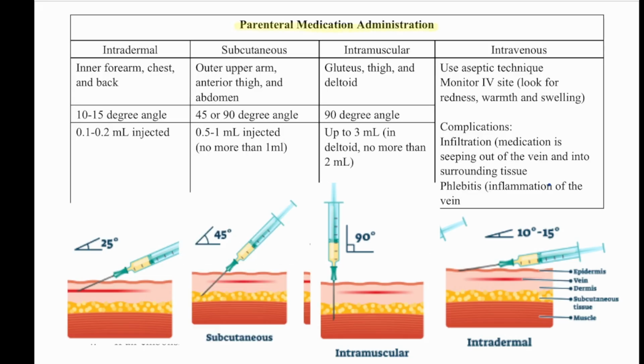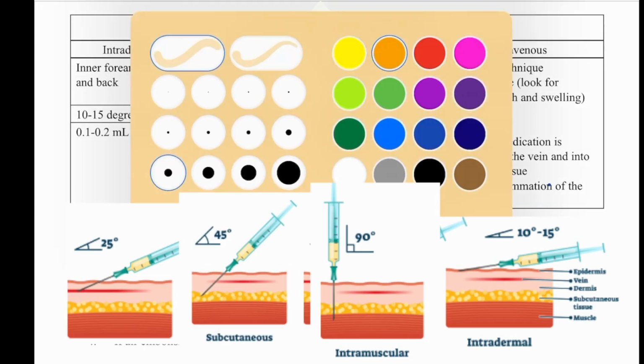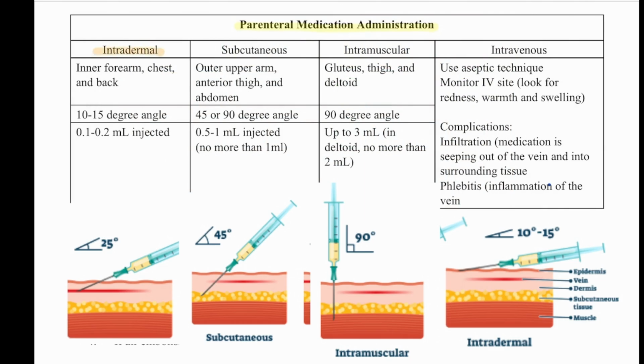Parenteral medication administration. So the first thing we're going to talk about is an intradermal injection. This can be given on the inner forearm, the chest, or the back. It is given at a 10 to 15 degree angle, and it's usually a very small amount of fluid injected, 0.1 to 0.2 milliliters. This would be things like a TB test that you get on your forearm. That would be something that's an intradermal. It's just right under the skin. It makes a little bubble when you do it, and that's called an intradermal.